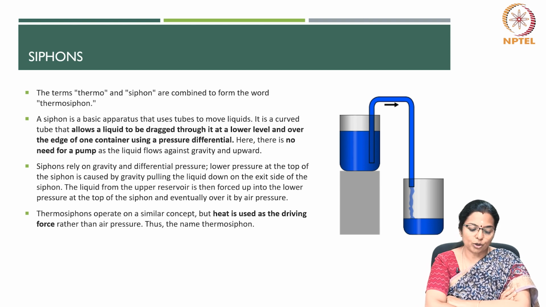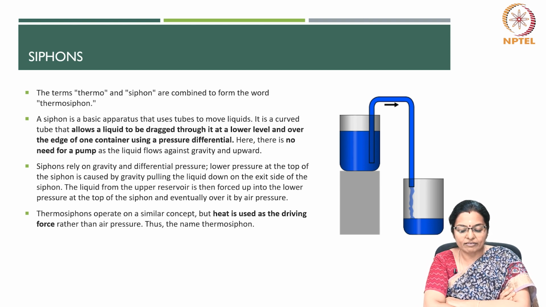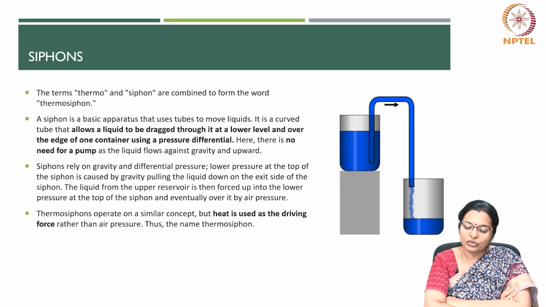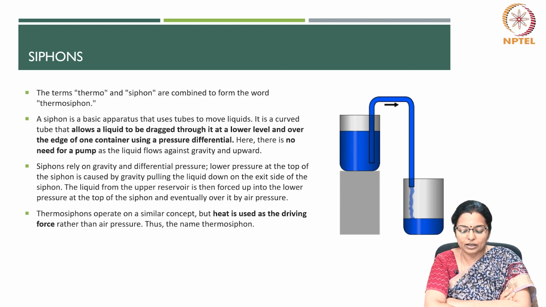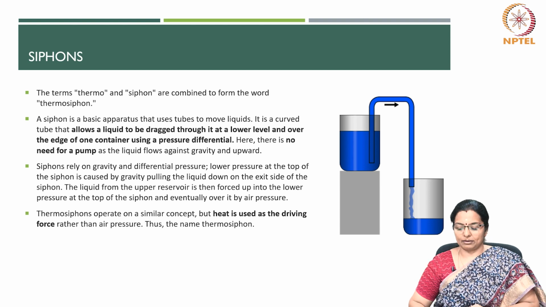Siphons rely on gravity and differential pressure. Lower pressure at the top of the siphon is caused by gravity pulling the liquid down on the exit side of the siphon. A liquid from the upper reservoir is then forced up into the lower pressure at the top of the siphon and eventually over it by air pressure. Thermosiphons operate on a similar concept, but heat is used as a driving force rather than air pressure. Hence the name thermosiphon.